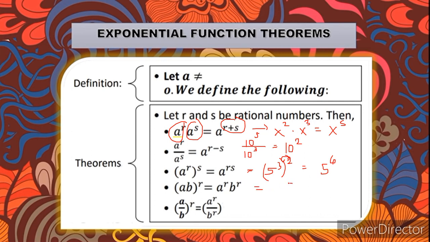Alright? How about this? We're going to write here (xy) raised to 6. What is (xy) raised to 6? Answer? X raised to 6, and y raised to 6. Okay, next. A over B, a fraction, raised to r. So, bigay tayo ng example, x all over y raised to 3. So, simple lang po. Just multiply or distribute exponent numerator to denominator. So, x cube all over y cube. Nagets po?